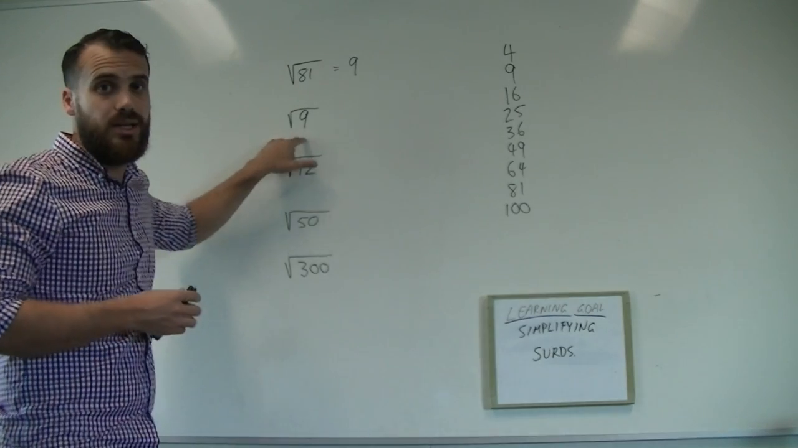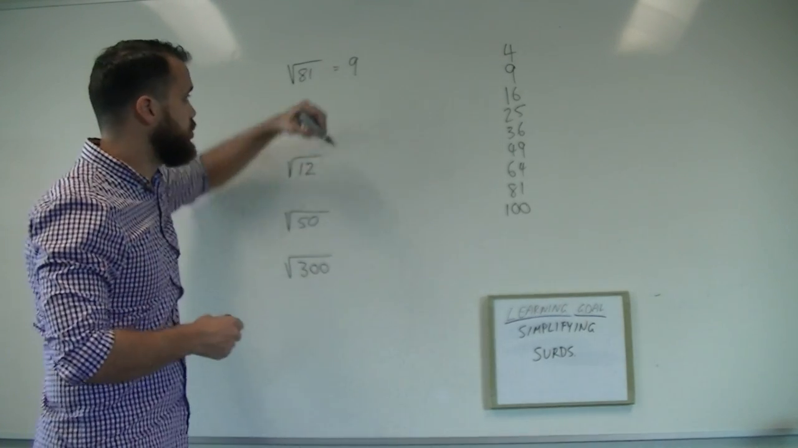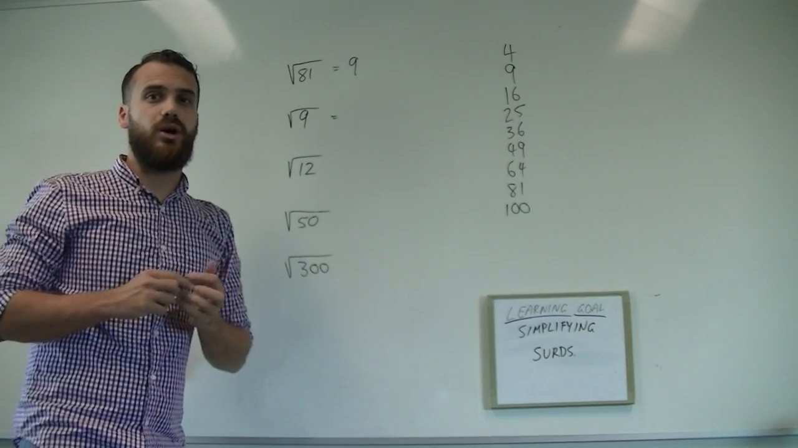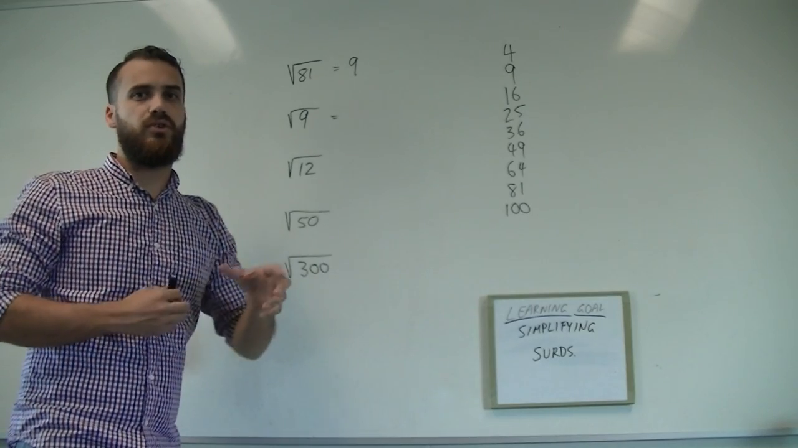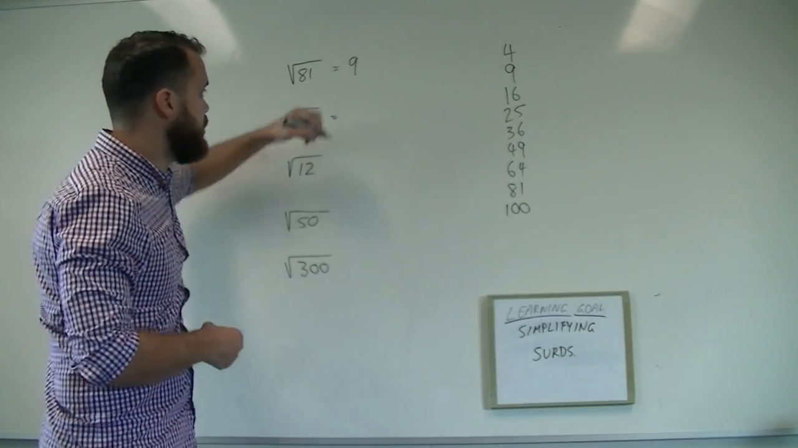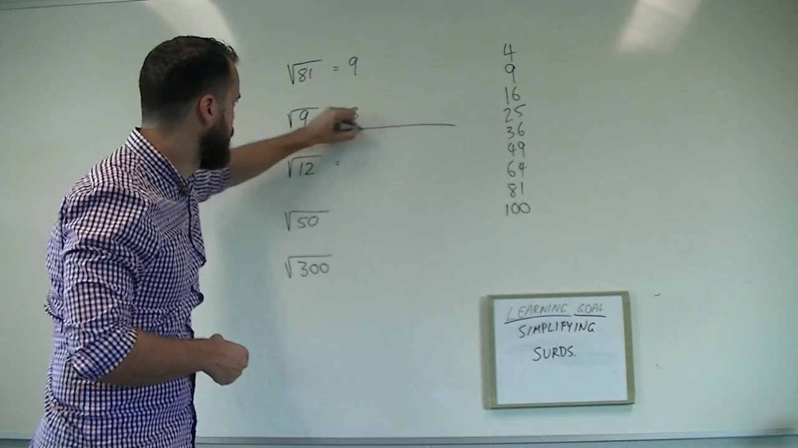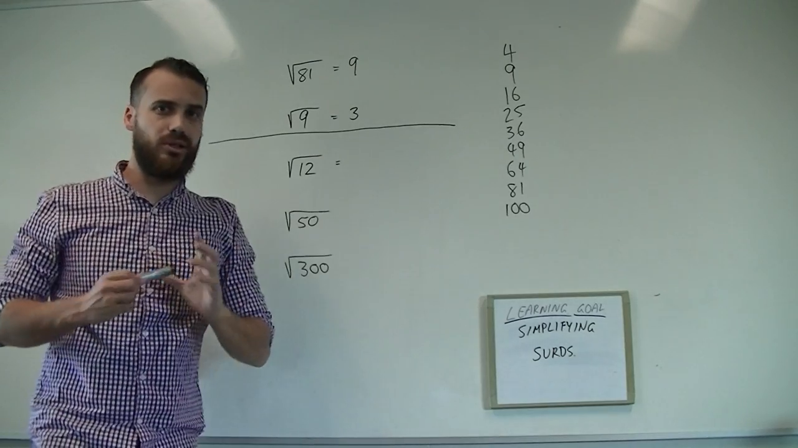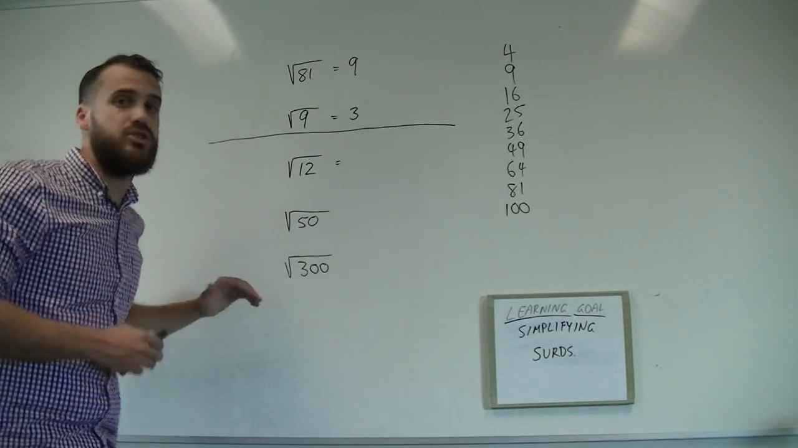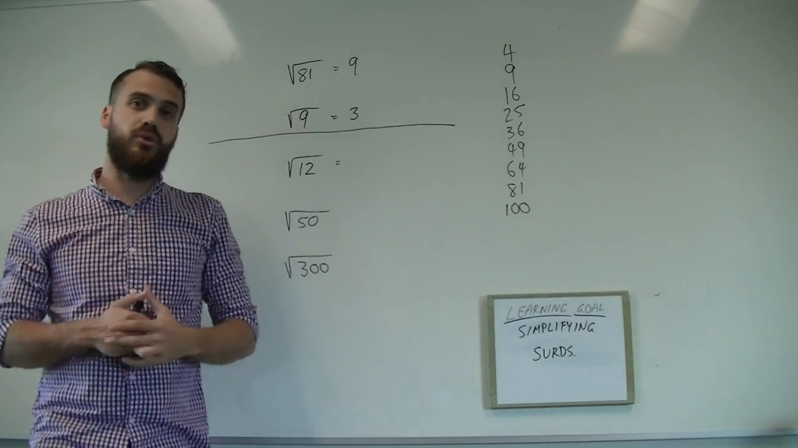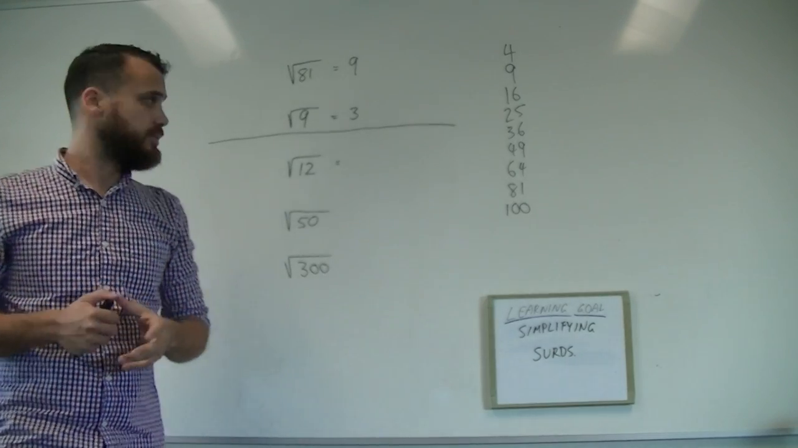Looking at this next one here, this is also not a surd because you should all be able to look at that and say, oh, I know the square root of 9. The square root of 9 is 3. 3 times 3 is 9. Okay. Drawing a big line here because this stuff is new. You've never really seen it before and it can get a bit tricky.